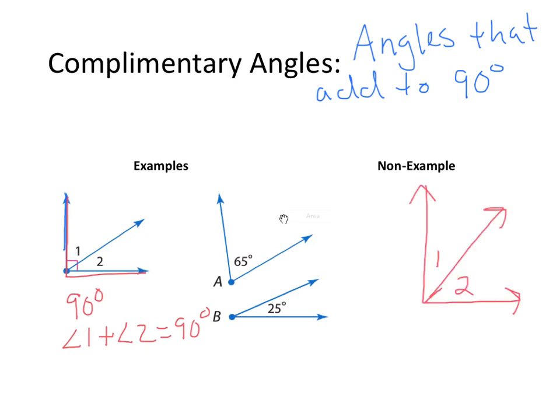Off to the right, we have our non-example. Now, this is very similar to the furthest one to the left. Angle 1 and angle 2 look complementary, but what is missing? We can never assume in math. Because this big angle does not have the same tick mark as the example all the way to the left, we cannot assume that the angle is 90 degrees. Therefore, angle 1 and angle 2 are not complementary.